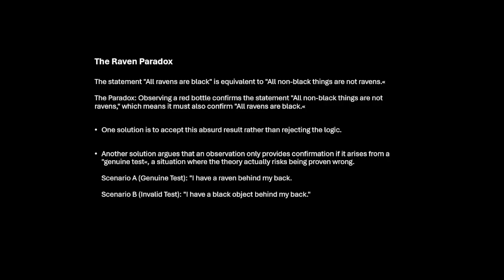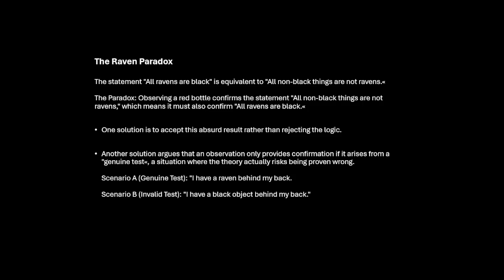So, why doesn't scenario B count? Because when someone says, I have a black object behind my back, want to see if it's a raven, you already know the object is black. And I don't have to think that all black things are ravens. The only thing that kills my theory is a white raven. And it's impossible for the object behind my back to be a white raven because we already know it's black. Since there isn't any chance that this specific observation could refute my theory, the test is not a genuine test in scenario B.